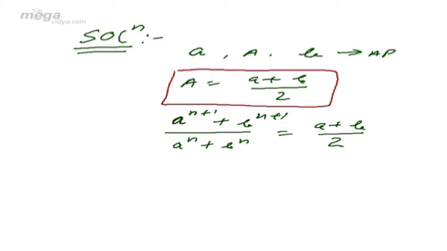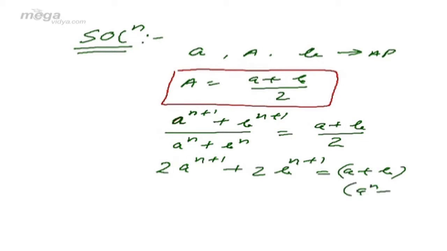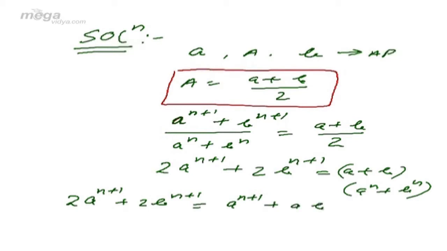Because of this, I cross multiply with 2 here and (a + b) with this. Then we get 2a^(n+1) + 2b^(n+1) is equal to (a + b)(a^n + b^n). Again, 2a^(n+1) + 2b^(n+1) is equal to: a multiplied with this becomes a^(n+1), a multiplied with this becomes ab^n, plus b multiplied with this, ba^n, and this is b^(n+1).